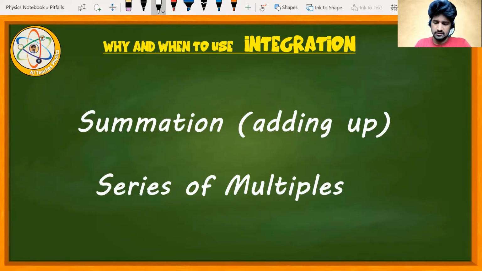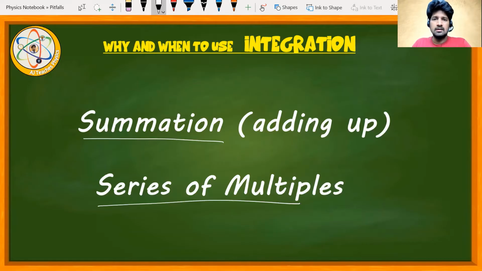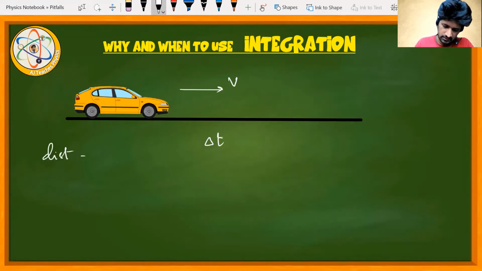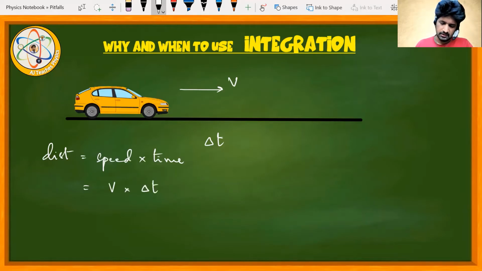Well, integration is basically summation of a series of multiples. Let's understand this with an example. Let's suppose there's a car which moves with a constant speed v for a time duration delta t. Now we all know that distance can be calculated as the constant speed multiplied with the time for which an object maintains that speed. So here we can calculate it as v multiplied with the time duration delta t.